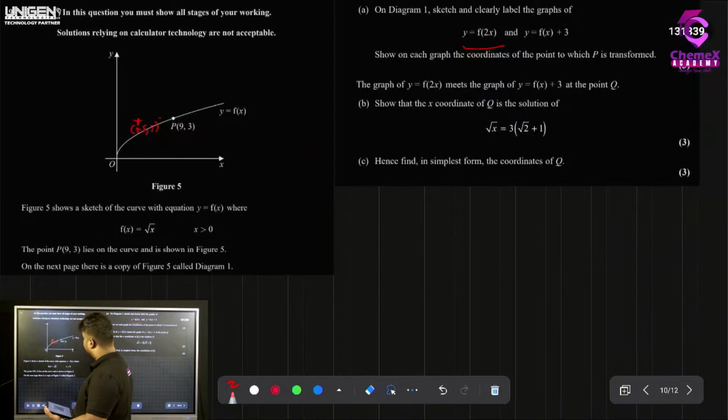Okay. Then your graph will go how? You have to draw in one shot, okay?